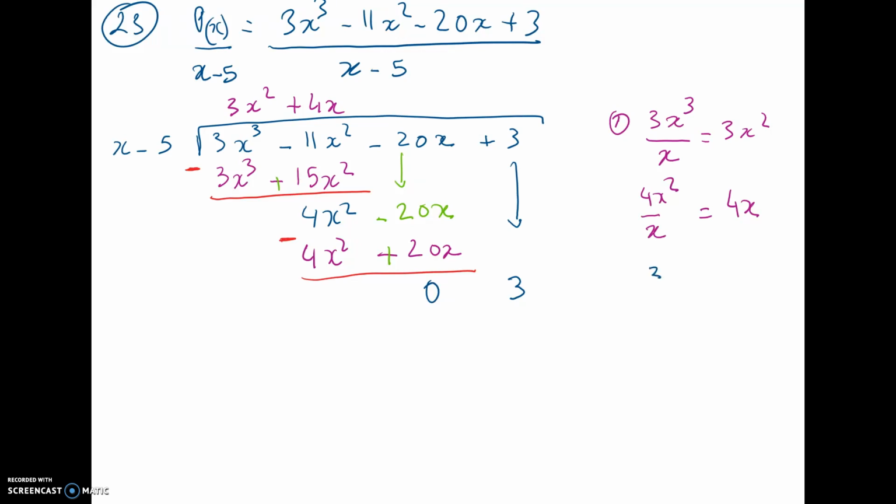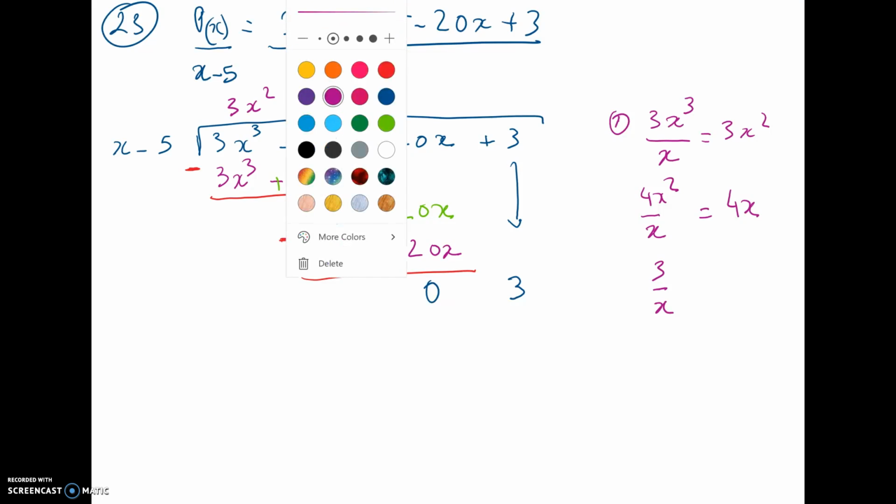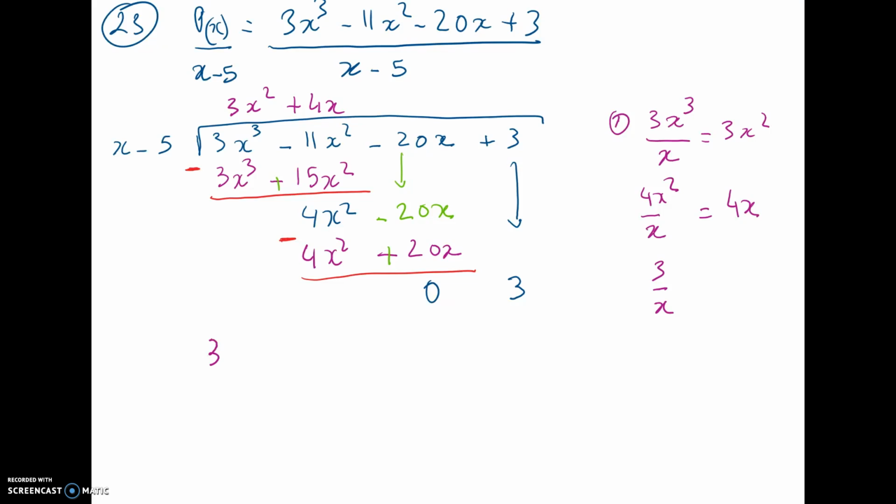I cannot divide. If I try to do the same thing that I used to do, I cannot divide 3 by x. There is nothing that I can do about that. So that means that when I do the division of this polynomial, I end up having, at the end of the day, 3x squared plus 4x plus 3, which is the rest, over x minus 5. Okay?